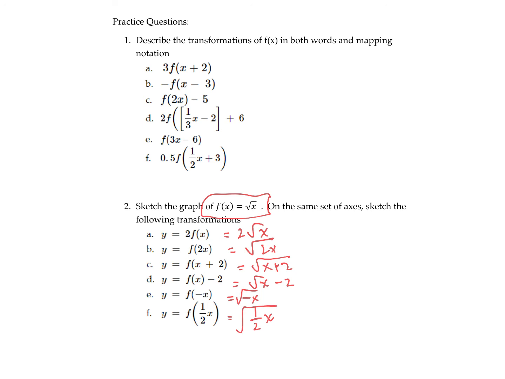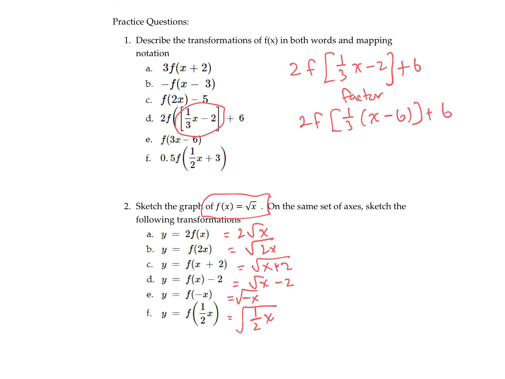The ones you'd have to be careful of is something like this. So horizontally, the stretch and compression have to be separate. So if they're not, you have to factor. So I'm going to factor out the 1/3, the coefficient. So 2 divided by 1/3 is 6. And just to check, 1/3 of 6 is 2. So you can reverse it just to make sure you're correct.